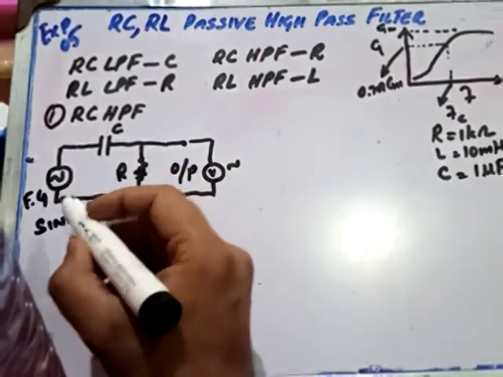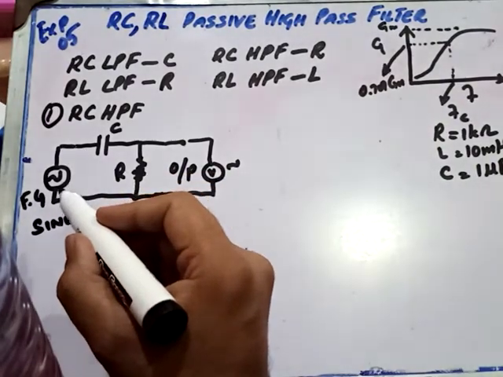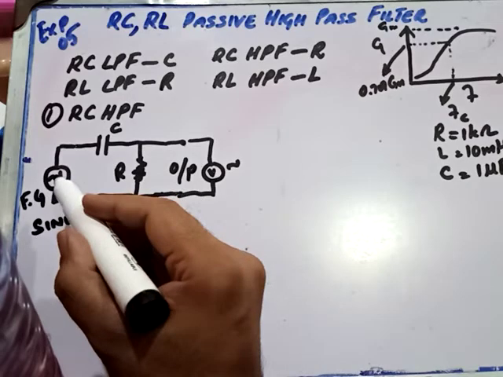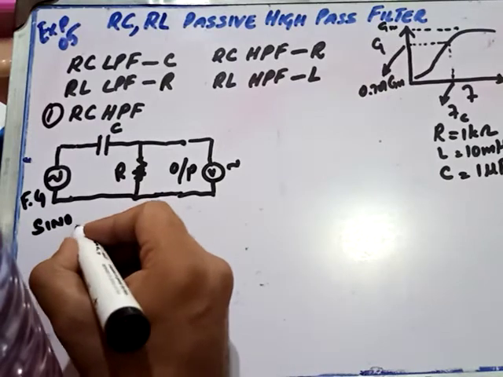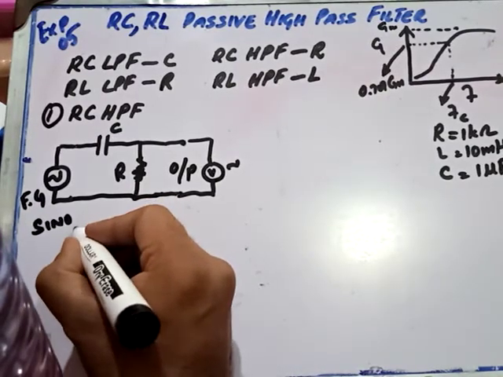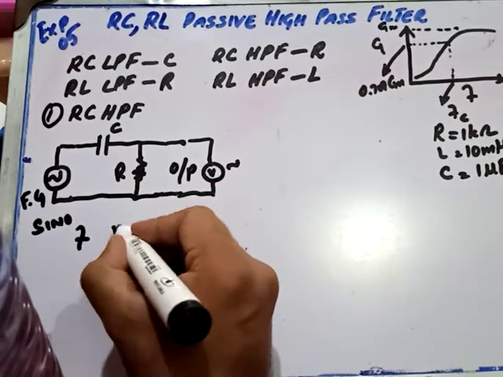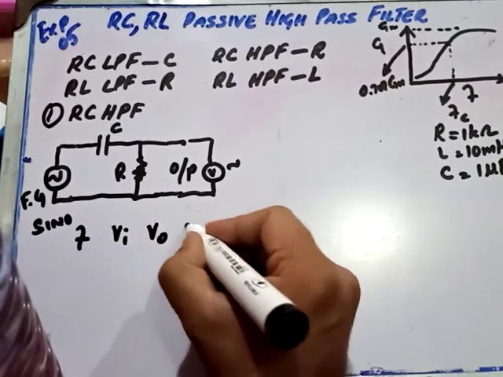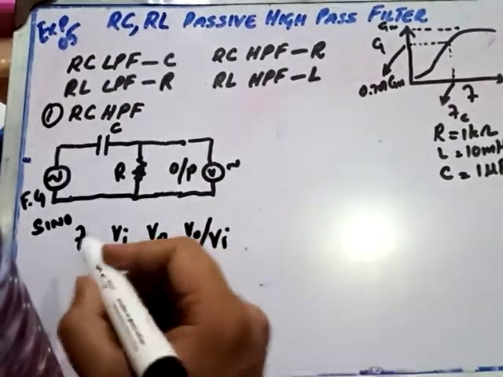So we will be selecting different values of frequencies, and correspondingly we will be obtaining the output. So what are we supposed to do? We are going to observe the values: this is the frequency, any value of frequency, and the input as well as output, and resultantly we will have output over input, that is gain.